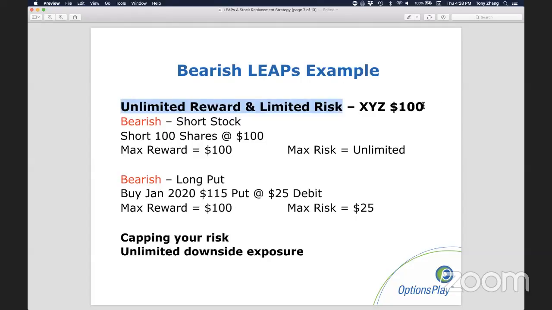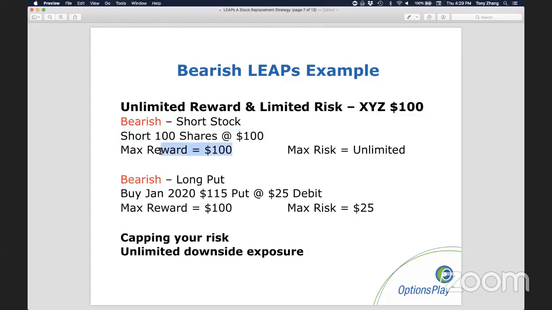So same thing, I'm going to give you the example of stock XYZ trading at $100. If you're bearish on the stock, you would typically short the stock. That would be the only option that you would have if you're trading just stocks. So here I have an example where we're bearish, we're short the stock. So let's take a look at shorting 100 shares at $100.